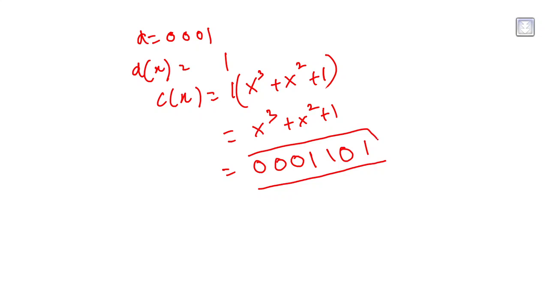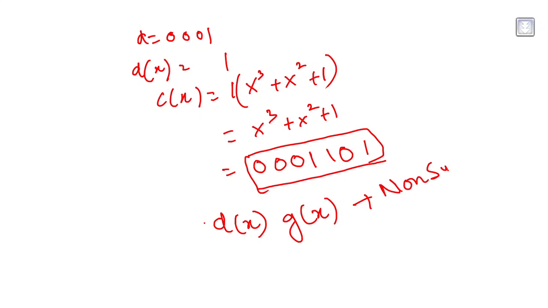Okay, so just multiplying it with a generator polynomial. Remember, if we just multiply a data polynomial with a generator polynomial, I will be getting a non-systematic code word.